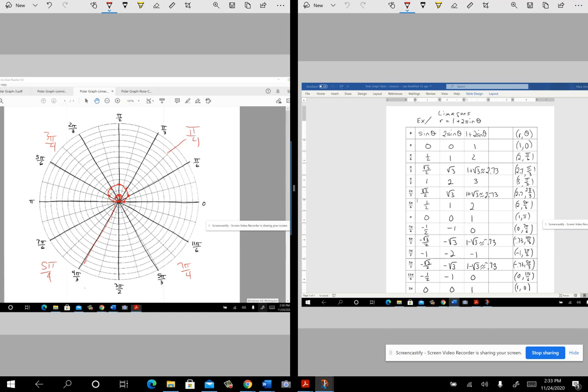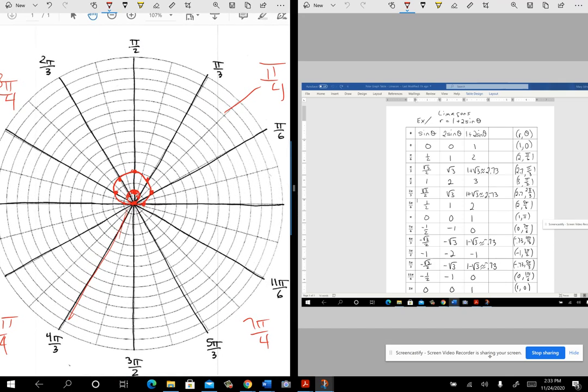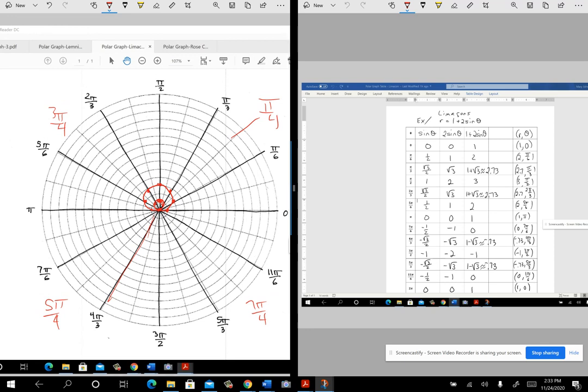All right, so let me see if I can blow that up just a little bit more so you can see it. So it kind of goes around and then it has a little inner loop in it. Isn't that kind of neat? All right, so this one right here, this was r equals 1 plus 2 sine theta. Okay, and that's a limaçon.